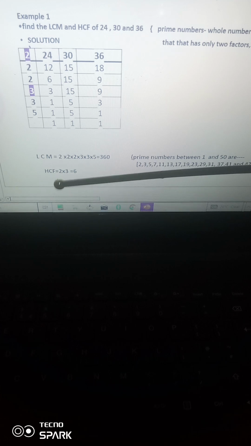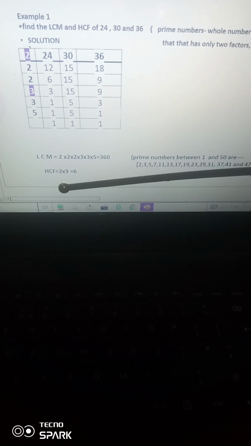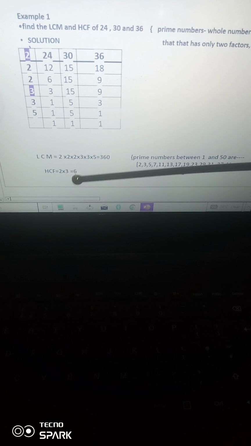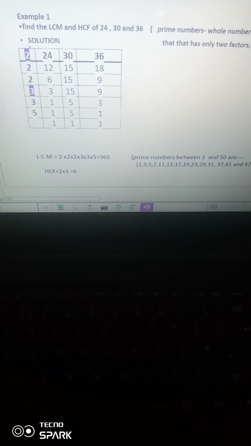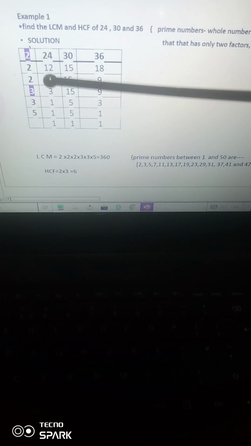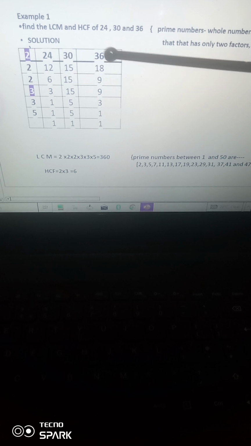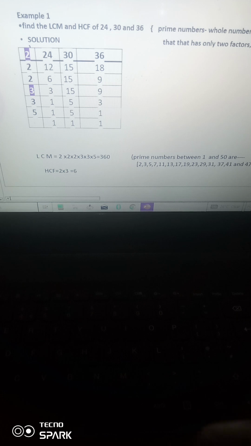So the HCF is 2 times 3, which is what? 6. This means that 6 is the highest number that can divide 24, 30 and 36 without what? Exactly without what? A remainder. There's no other number that is greater than 6 that can divide 24, 30, and 36 without what? A remainder. We're going to go for example 2.